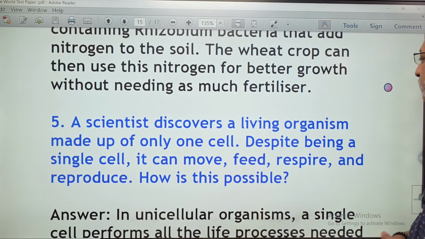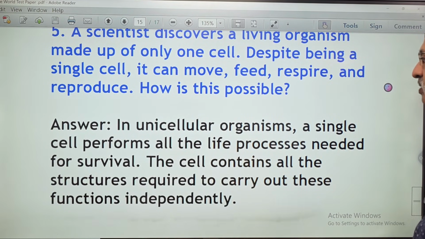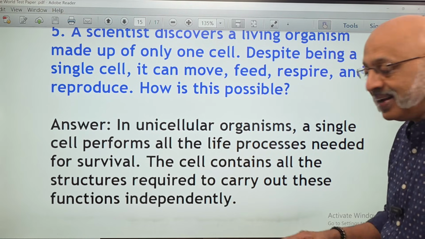A scientist discovers a living organism made up of only one cell. Despite being a single cell, it can move, feed, respire, and reproduce. How is this possible? In unicellular organisms, a single cell performs all the life processes needed for survival. The cell contains all the structures required to carry out these functions independently.